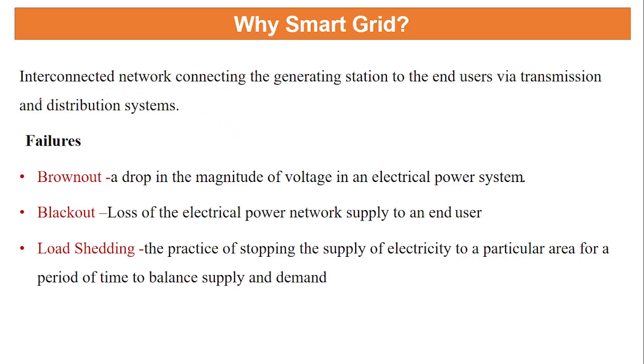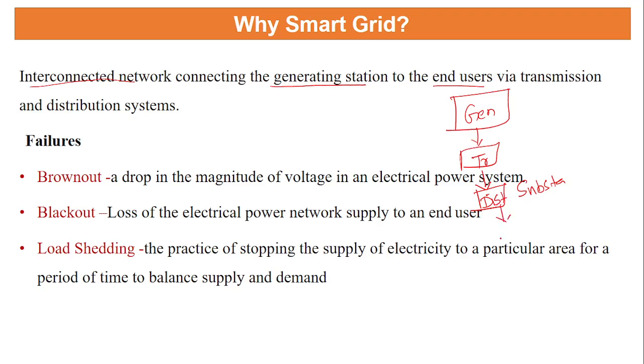We are connecting all the networks together from the generating station to the end user. Now we can see this is a generating station. We are using a transmission line, and again we are interconnecting through the distribution line. The distribution means it comes under substations. Again from the distribution we are connecting to the end users. End user means our consumer is the end user.